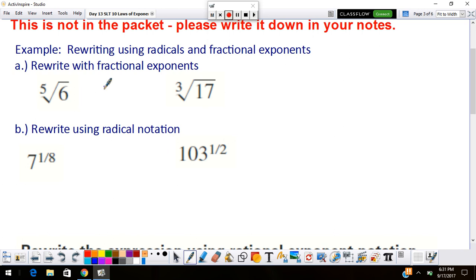If you wrote this one down as 6 to the 1/5, you're correct. If you wrote this one down as 17 to the 1/3, you're correct. For letter B, if you wrote this as the 8th root of 7 and the square root of 102, you are correct. Or 103, you're correct. Remember, the square root does not need a number in its root because that's our default root, the square root.